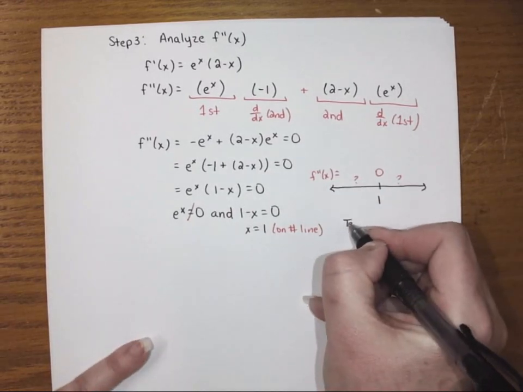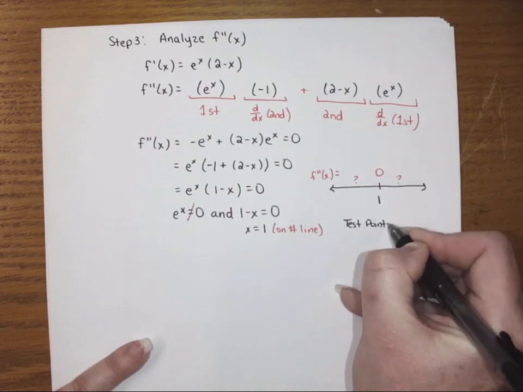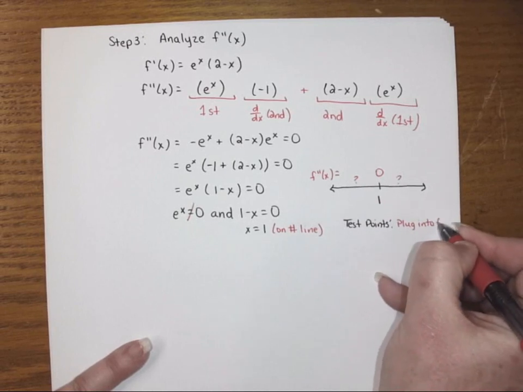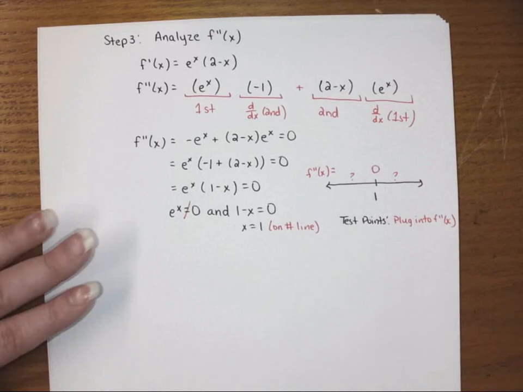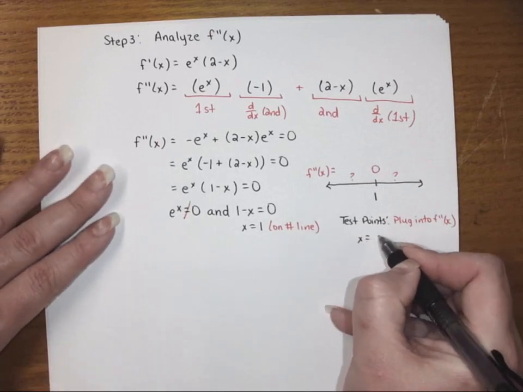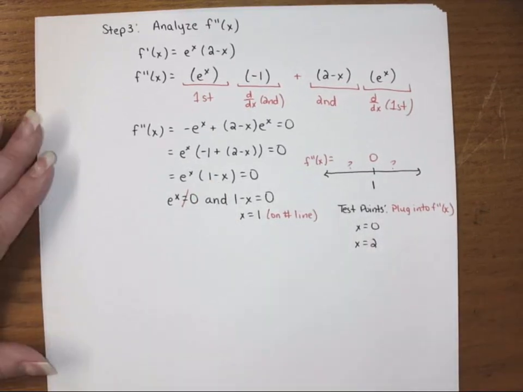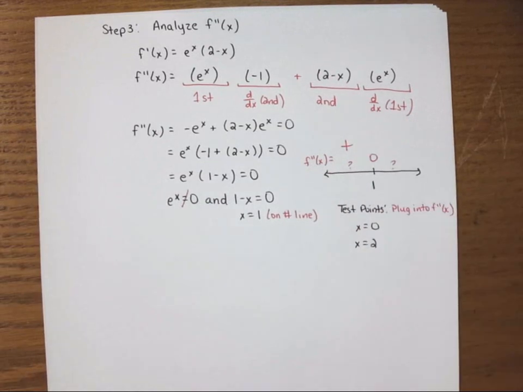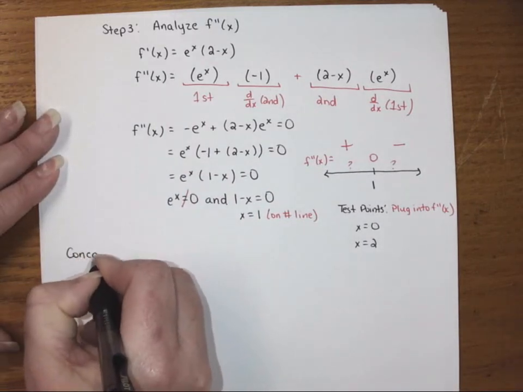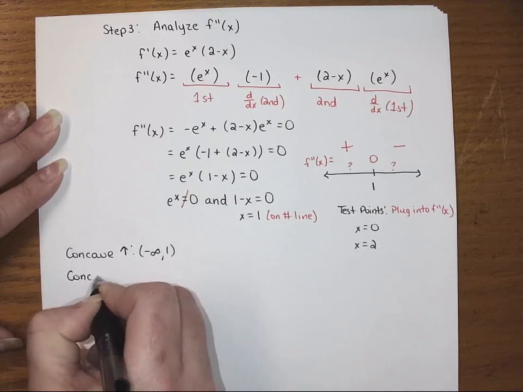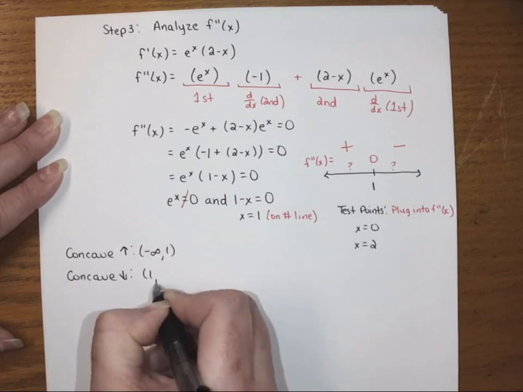So I am going to want to choose test points. But this time I'm going to plug them into the second derivative. So I would probably pick test points maybe of 0, maybe 2. Okay, so if you plug in 0 here, you're going to get a positive. If you plug a 2 in, you're going to get a negative. Okay, remember with second derivative, it determines concavity, so now we know that the graph is concave upward first from -infinity to 1, and it's concave downward after that from 1 to infinity.